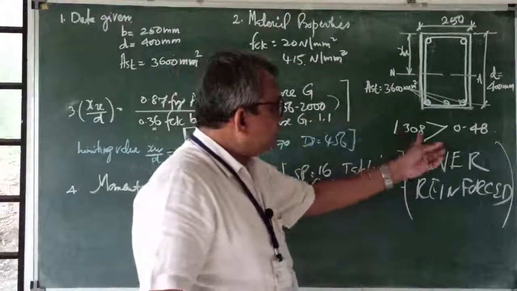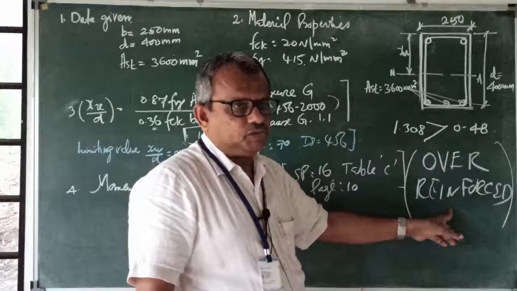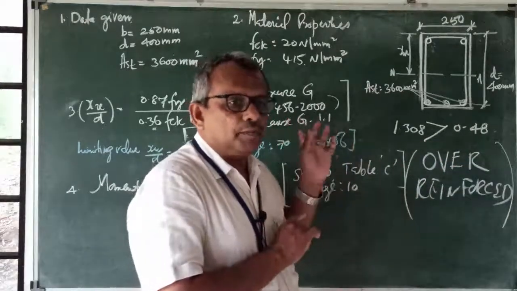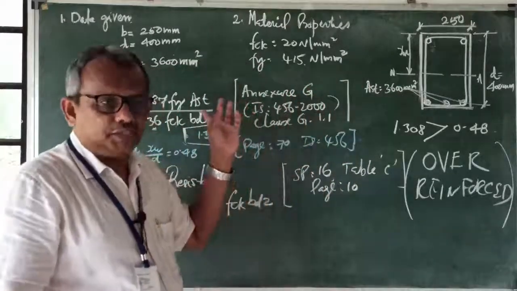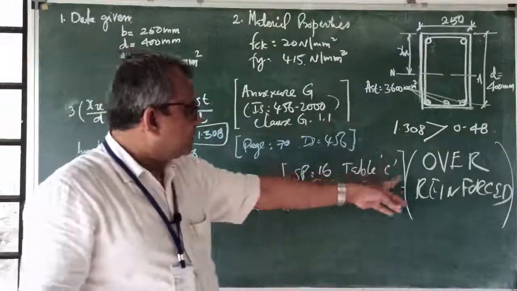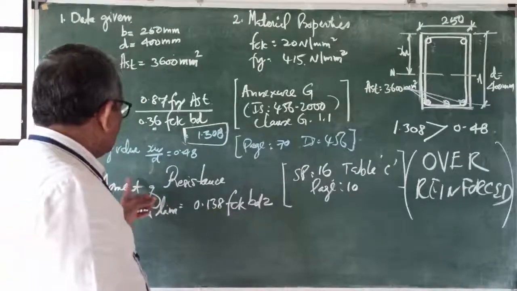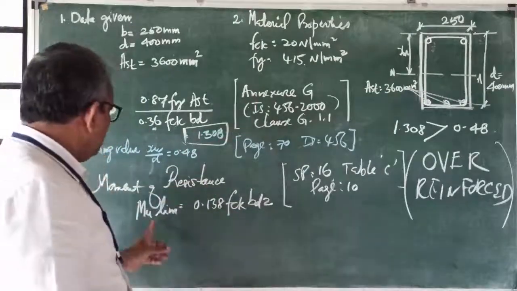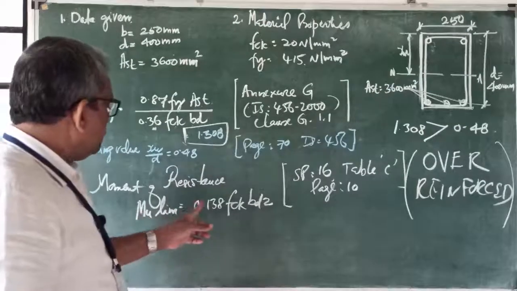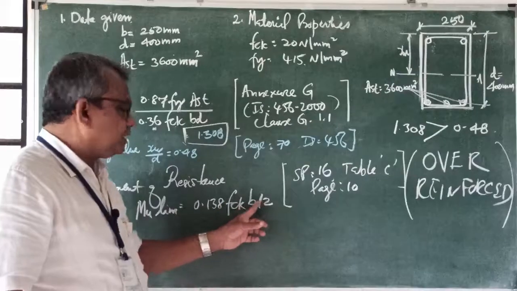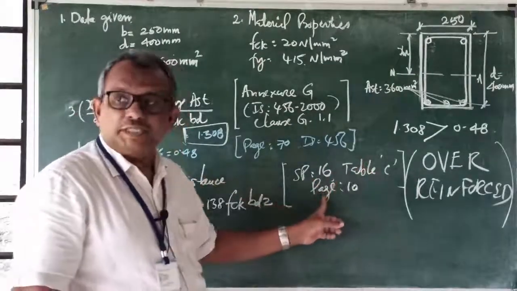When it is less than the limiting value, then it will be under-reinforced. So accordingly, we have to use the appropriate formula from the code to find out the flexural strength or moment of resistance. Being an over-reinforced section, the moment of resistance for this singly reinforced beam, Mu lim. What is lim? Limiting. Moment of resistance is equal to 0.138 fck bd squared. That is also available in SP16, Table C, page number 10.